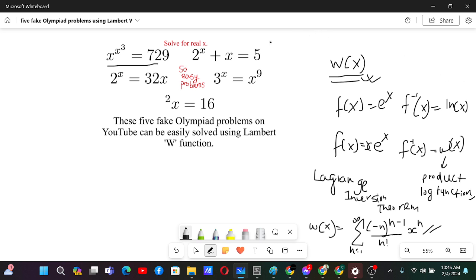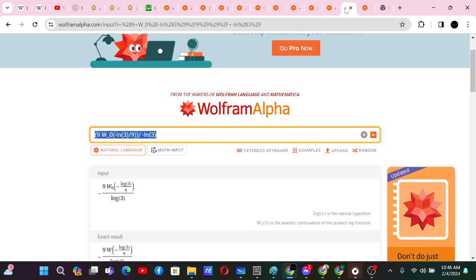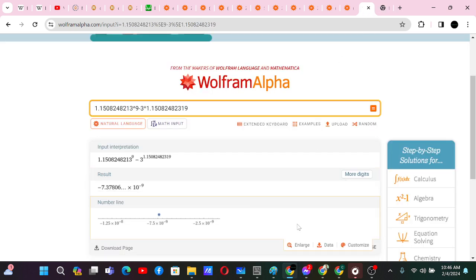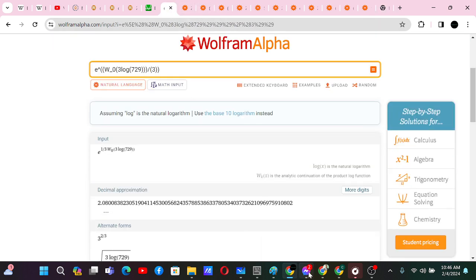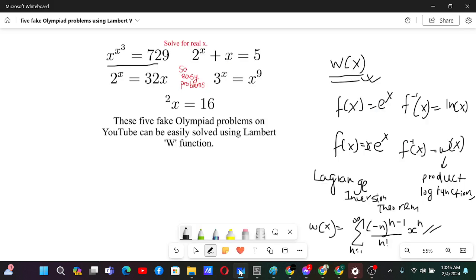Now for this video, if we have to find Lambert W of any values, we will just use the Wolfram Alpha calculator. This is Wolfram Alpha, and we can easily find the values of the Lambert W function. I've done it over here, so we will see that while solving the problems. Now let us move on to the problems.